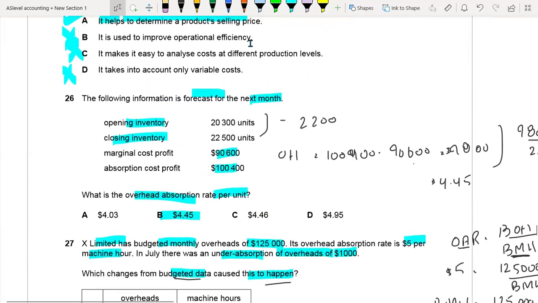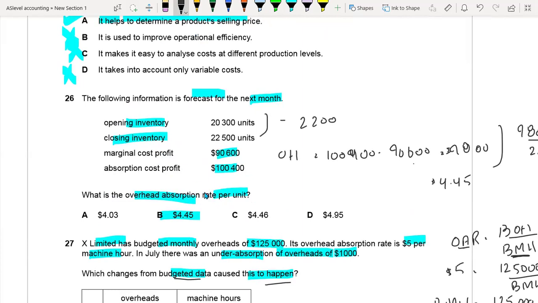Okay, so the next question is that the following information is forecast for the next month. So we have the opening inventory, closing inventory, marginal cost profit, and the absorption cost profit. So we have to find out the overhead absorption rate per unit.